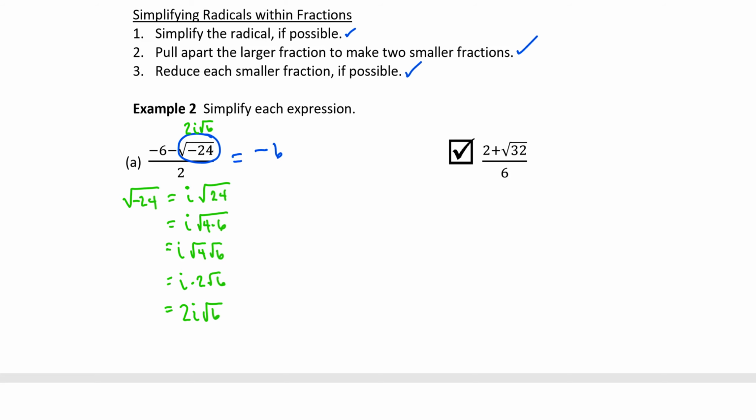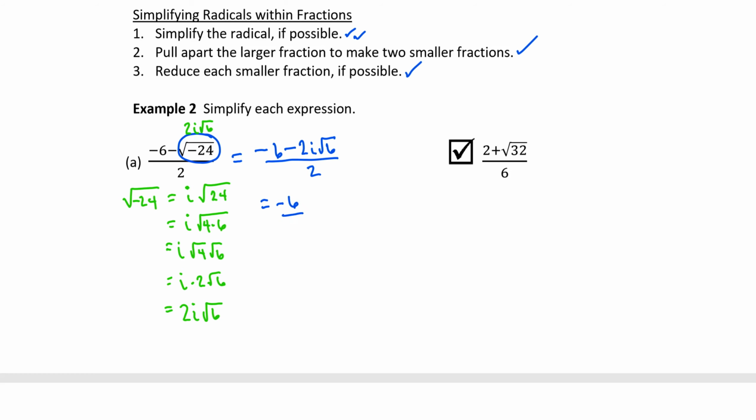Replacing the square root of negative 24 with 2i square root of 6 brings us to step 2. We've simplified the radical. Now we want to separate the fractions. Make sure that you separate the fractions. Do not cancel those 2's. Your eye may have gone that direction until you separate the fraction.